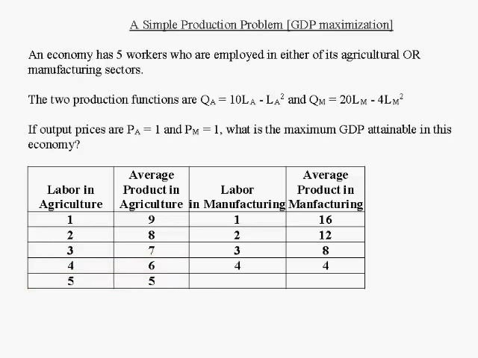Analogously, in the manufacturing sector, one worker produces 16 units of output, 2 produce 24 units, 3 produce 24, and 4 produce 16. So you see very quickly this function approaches the maximum, and then we have negative marginal returns.